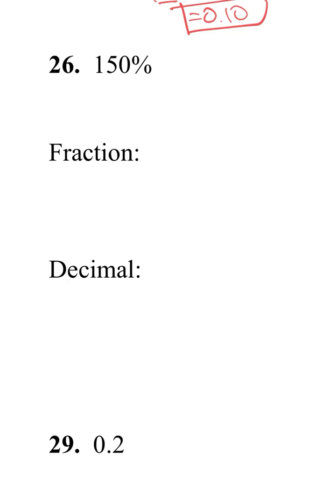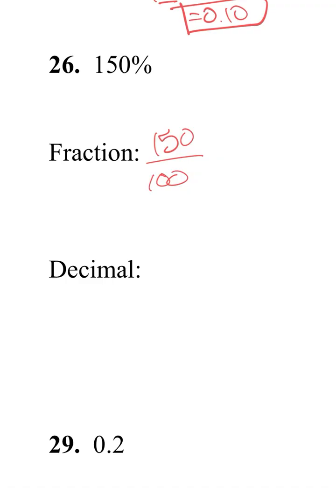Okay, so number 26, we've got kind of a funky number. Because what's the highest percent you can get on anything, right? The highest percent you can get on anything is 100%. But since we have 150%, we're dealing with possibly a pretty big number. So here we go. 150% is the same thing as 150 over 100. Now, what's the biggest number that will divide both 150 and 100 evenly? That's 10 to start with, right?